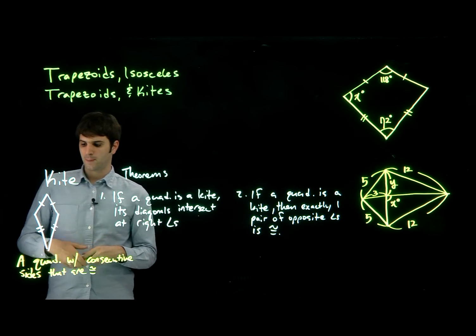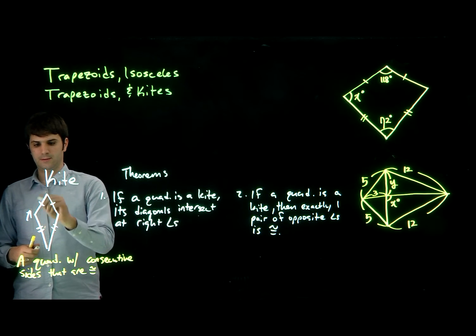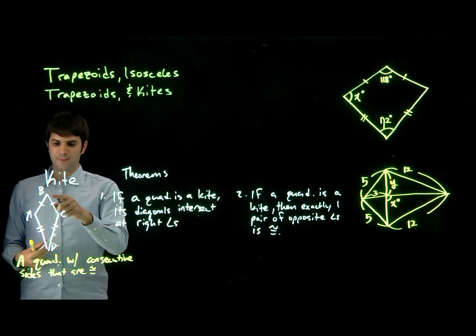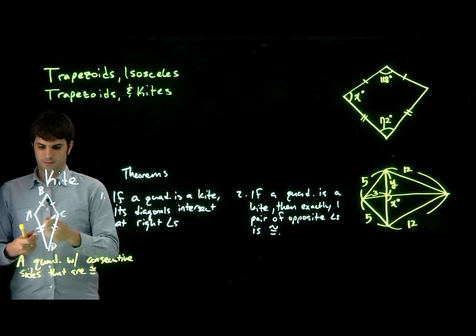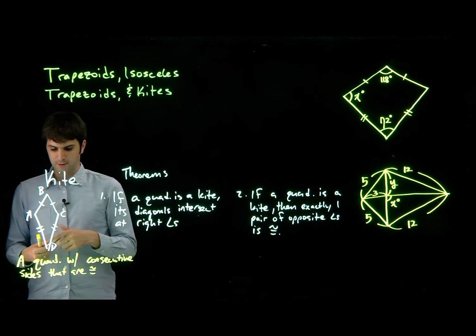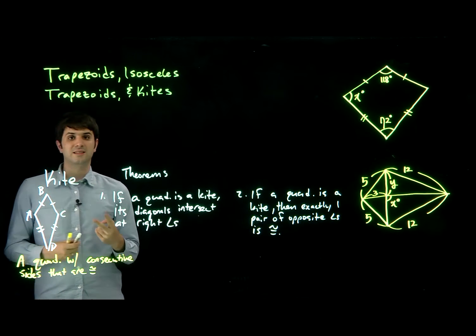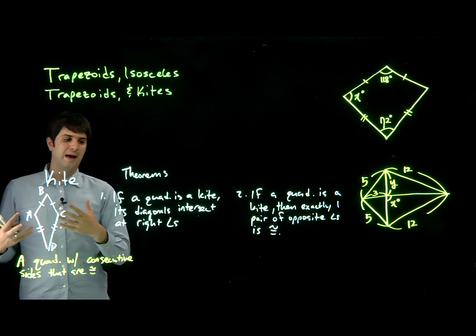So I've drawn a picture here. We have a kite. Let me label this A, B, C, D. And so the consecutive sides would be AB and BC. Those are congruent. And CD and DA are congruent. So when you have a kite, two sets of consecutive sides are congruent. So this is what a kite is mathematically.